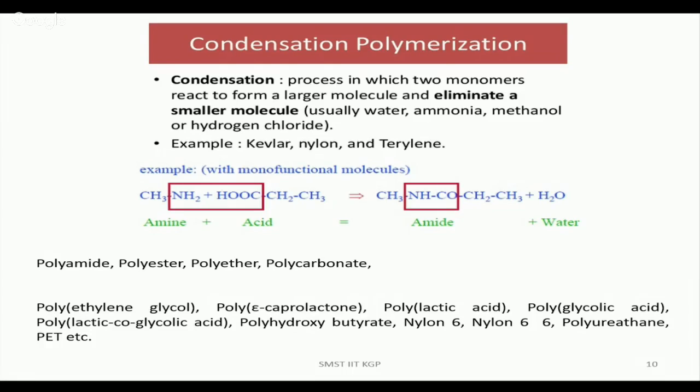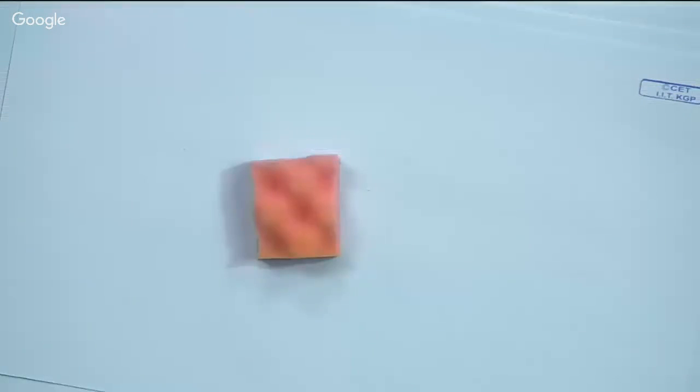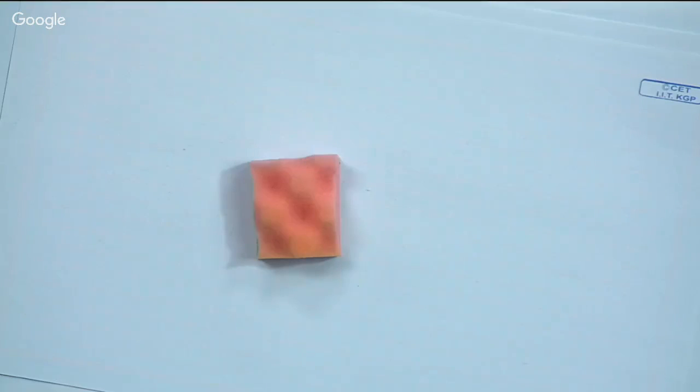Nylon 6 we know very well, nylon 6,6, polyurethane and PET. Do you know PET? So what is this polymer? Do you know this polymer? Yeah, it can be used for packaging, as you can see it was used for packaging. So what is this polymer? Polyurethane.